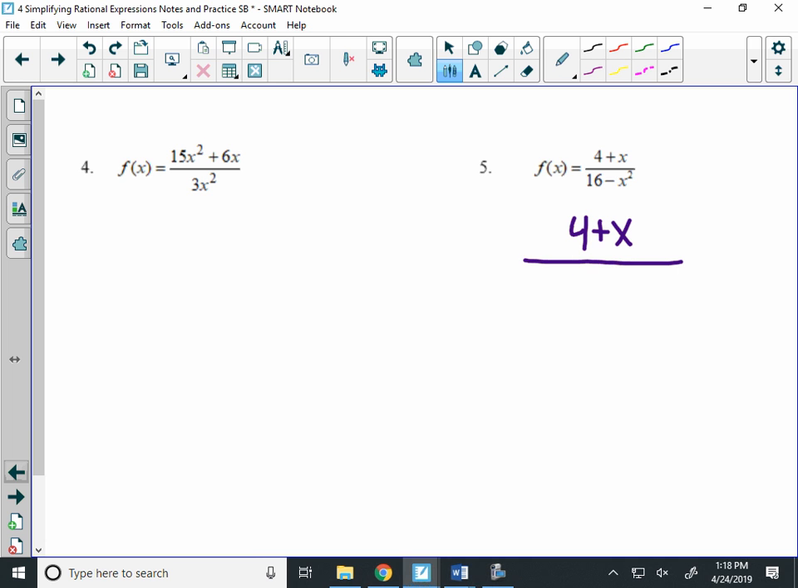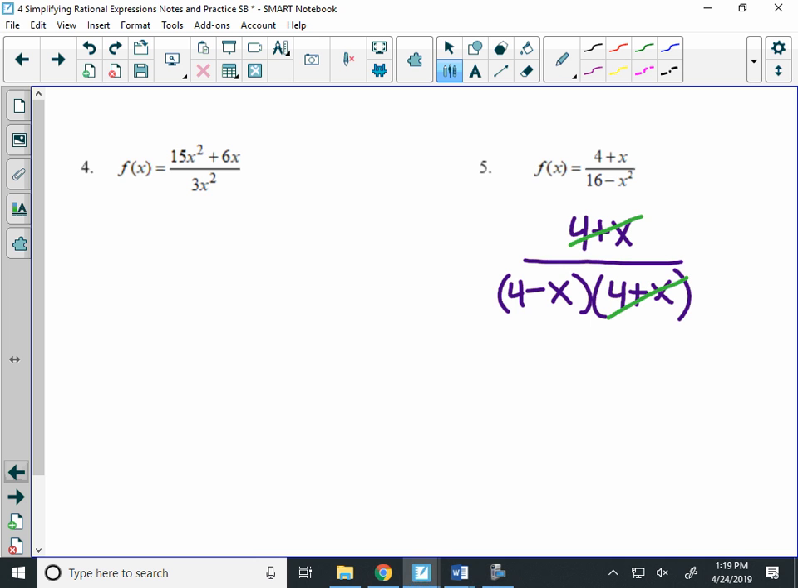How does the denominator factor? It is difference of squares, but notice the numbers in front, so be careful here. 4 minus x, 4 plus x. Yeah, 4 minus x, 4 plus x, okay? So the factoring part's not the tricky part here. We can cancel the 4 plus x's.